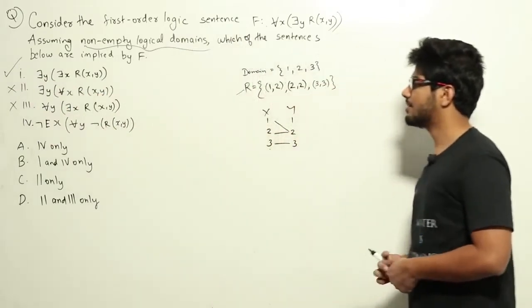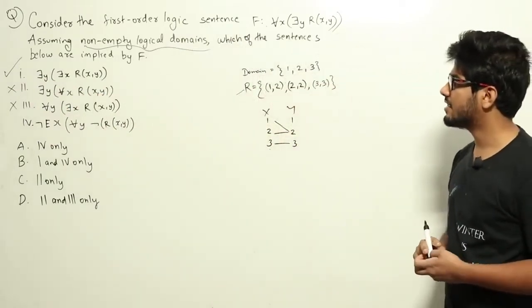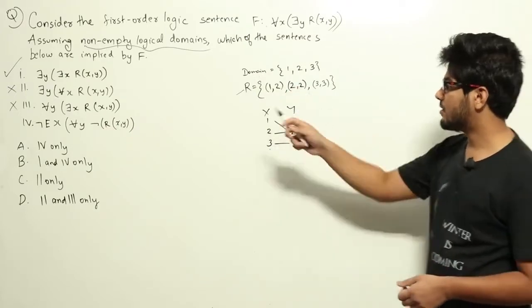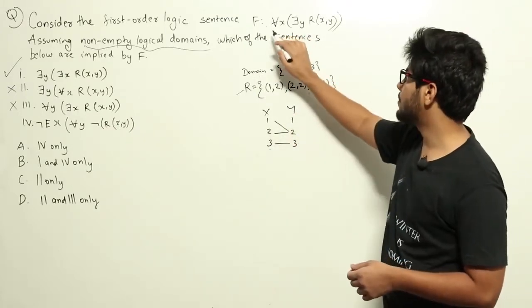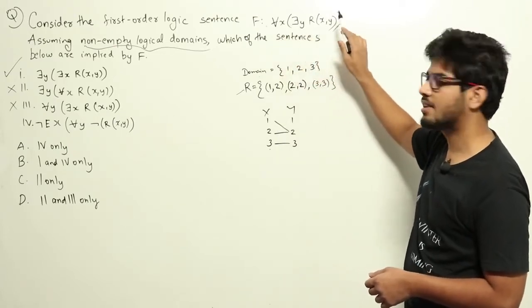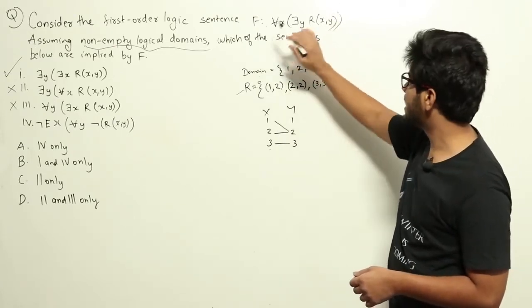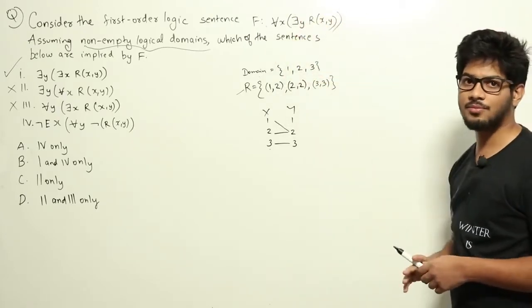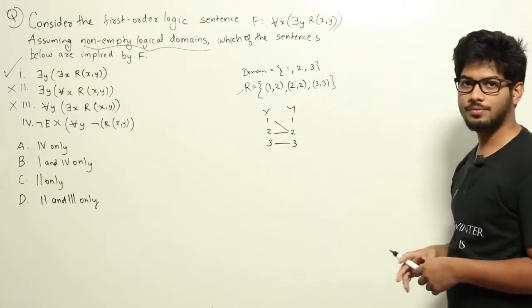Also statement 4: there doesn't exist any X such that for all Y, X is not related to Y. Now again, that's also true. So if you look at the statement saying that for all X, we can find some Y which is related to X, which is the same as saying that for none of the X will we be unable to find some Y which is related to X.